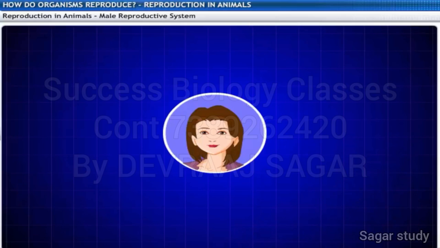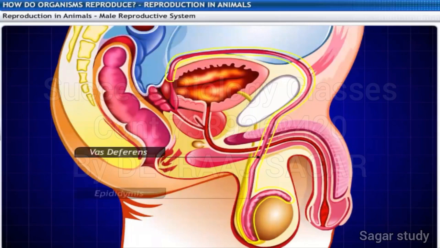What is the vas deferens used for? The vas deferens continues from the epididymis as a tube.